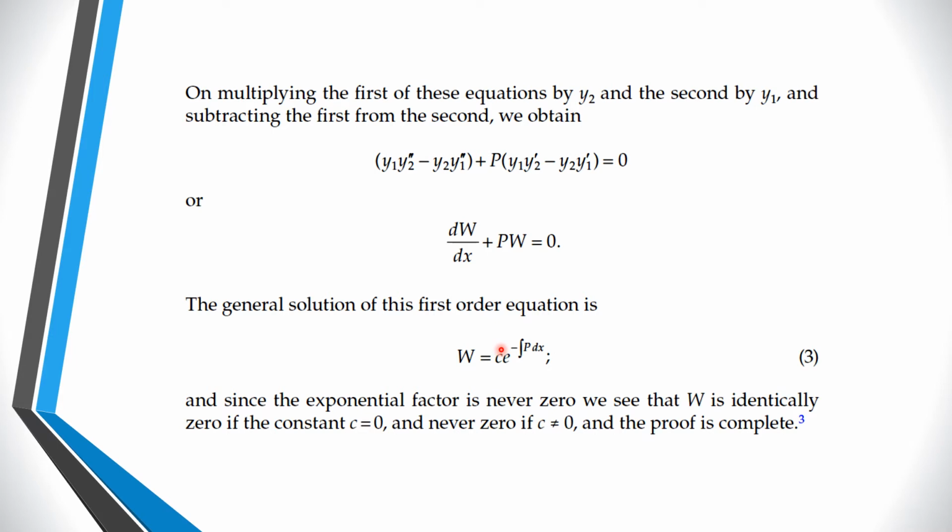In that case it doesn't depend on x, so it will be 0 for all x if c is 0. So if c is 0, w is identically 0. And if c is non-zero, this is also a non-zero number, then w will never be 0. So this completes the proof that if y1 and y2 are solutions of a second order homogeneous linear differential equation, then the Wronskian of these two solutions is either identically 0 or never 0 on the closed interval [a, b].